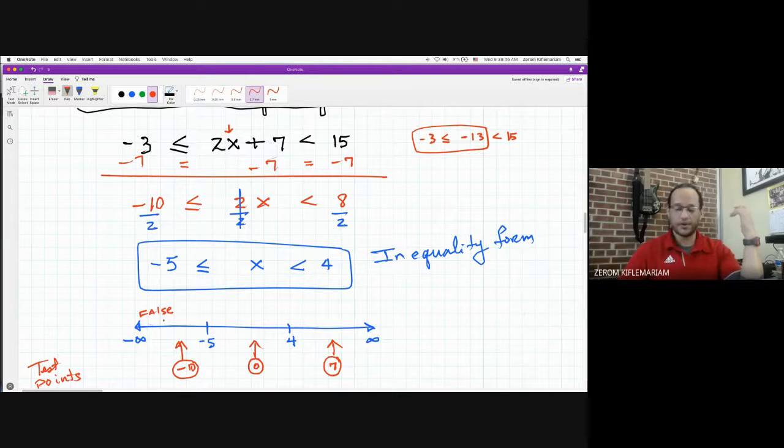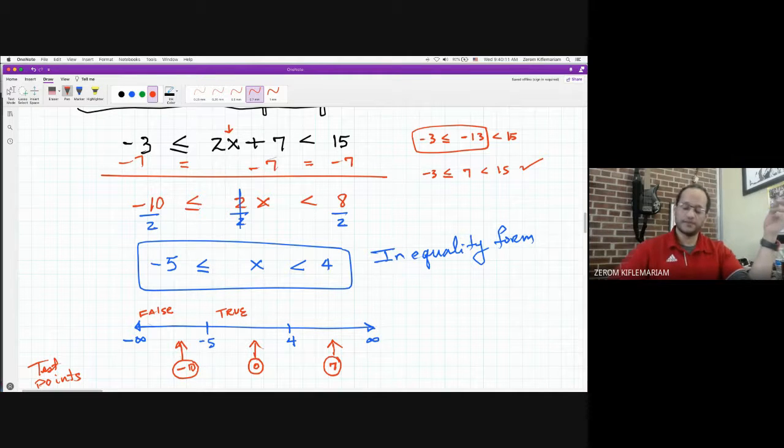What about if I plug in 0? 2 times 0 becomes 0, plus 7 becomes 7. So we have negative 3 less than or equal to 7 less than 15. Negative 3 is less than 7, true. 7 is less than 15, true. So this is good.